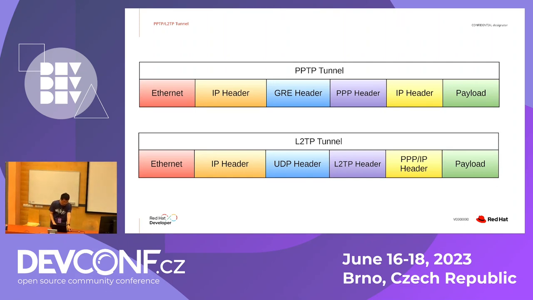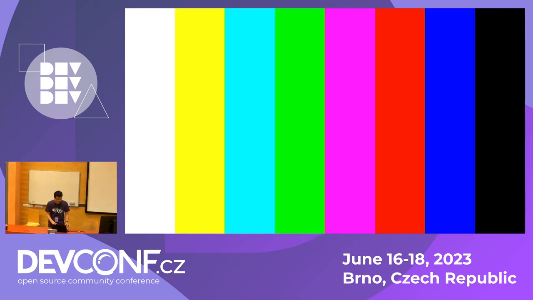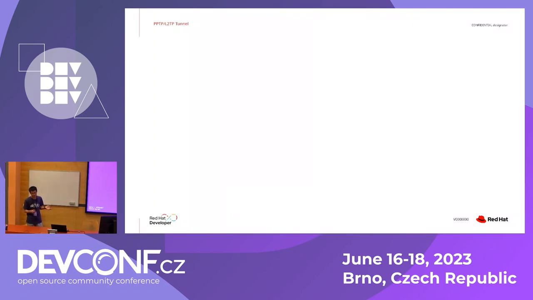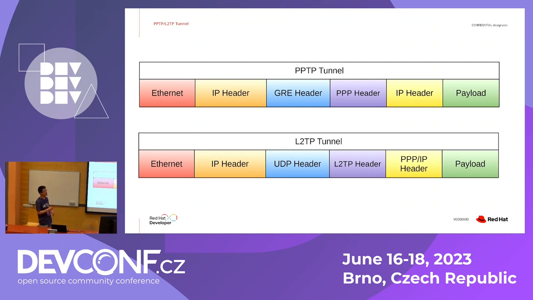PPTP has a basic crypto method compared to L2TP. L2TP can only be combined with IPsec, as we just talked about. PPTP is a little faster than L2TP because L2TP needs to do much more encryption. But on the other hand, PPTP is not secure and is easy to crack, so it's not recommended in recent years.